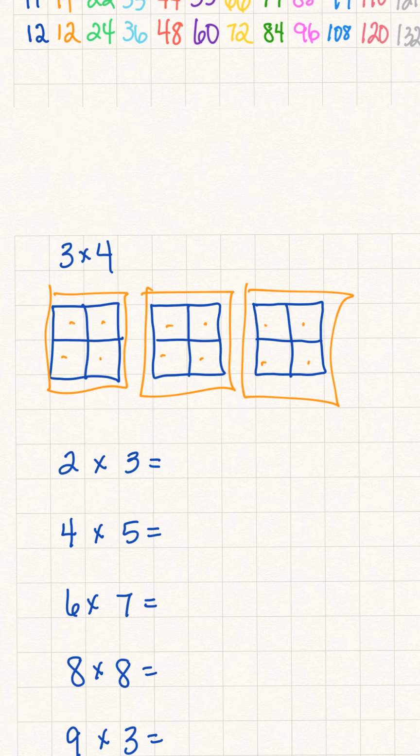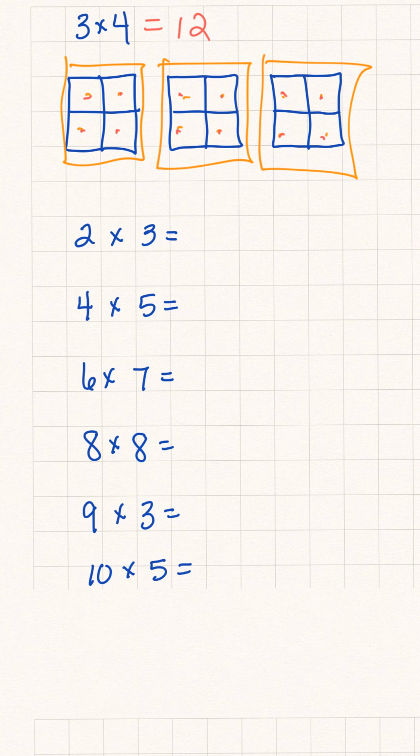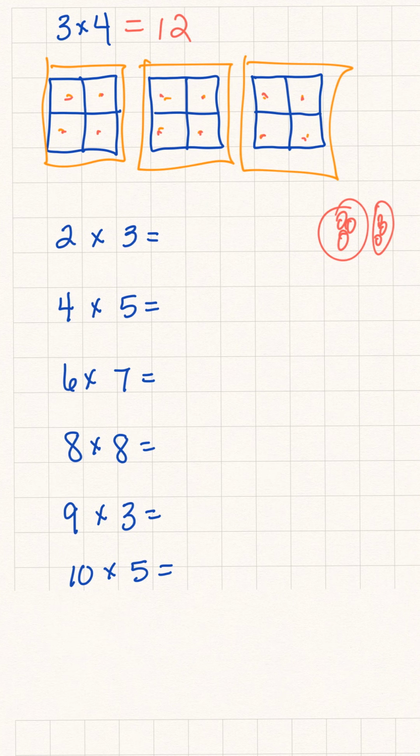So 3 times 4. So I had already showed you it's 3 groups of 4. 1, 2, 3, 4, 5, 6, 7, 8, 9, 10, 11, 12. Equals 12. 2 times 3. That's saying 2 groups of 3. If you want a visual, 1, 2, 3, there's one group. 1, 2, 3, 2 groups. Count them all up. 1, 2, 3, 4, 5, 6, 6.